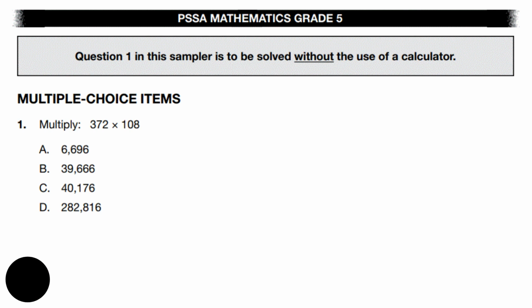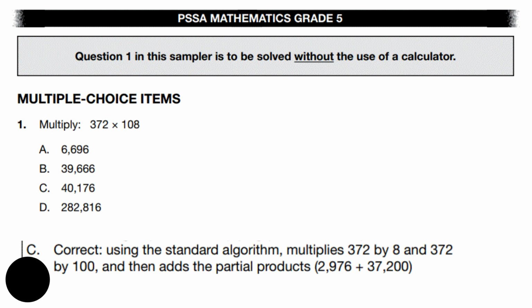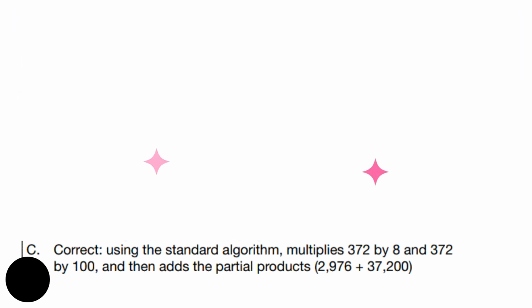So here's the number one question. Question one in this sampler is to be solved without the use of a calculator. Multiple choice item number one: 372 times 108. So what's the correct answer? Using the standard algorithm, that is, multiply 372 by 8 and 372 by 100 and then add the partial products, that is 2,976 plus 37,200. So the correct answer is C, 40,176.